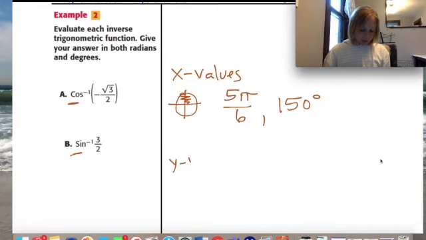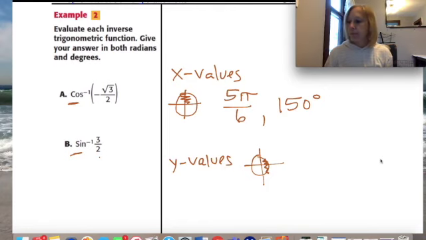Sine is the y values. This time we're looking for a sine. Remember, sine is in the first and fourth quadrant. And we're looking for a y value of 3/2. So look at your unit circle. There is no y value of 3/2, is there? Okay, when you get something like this, where there is no y value that exists there, we write undefined.